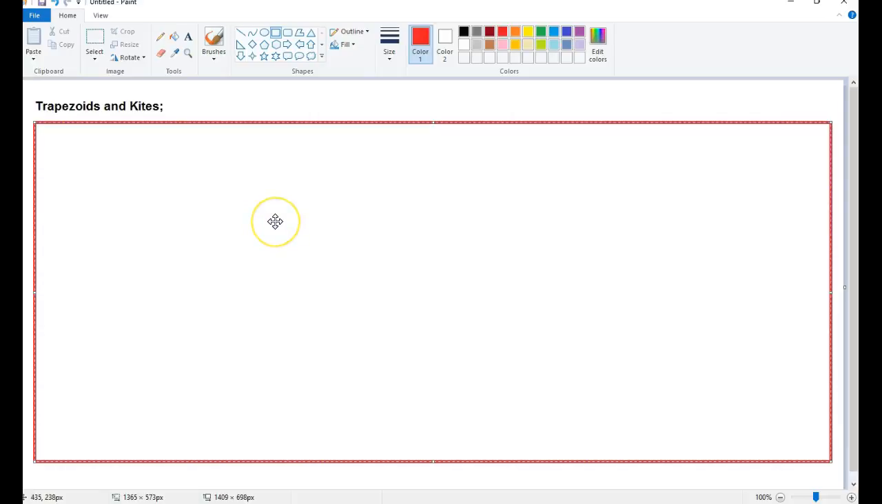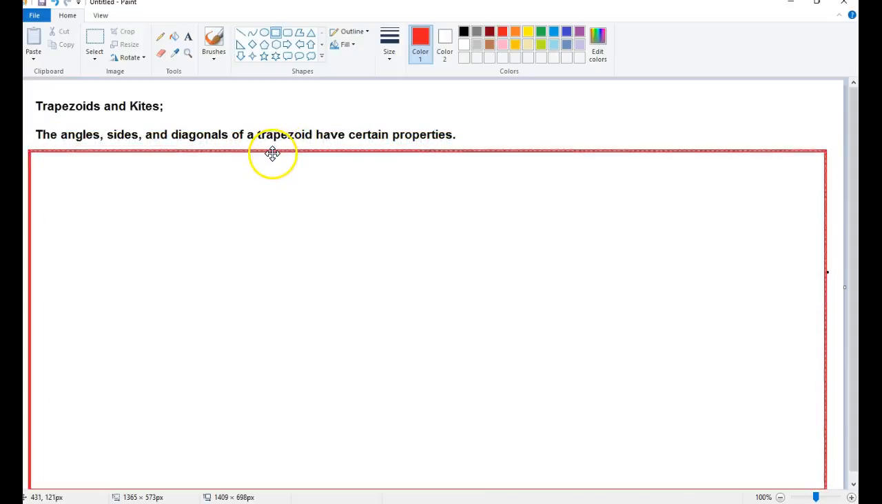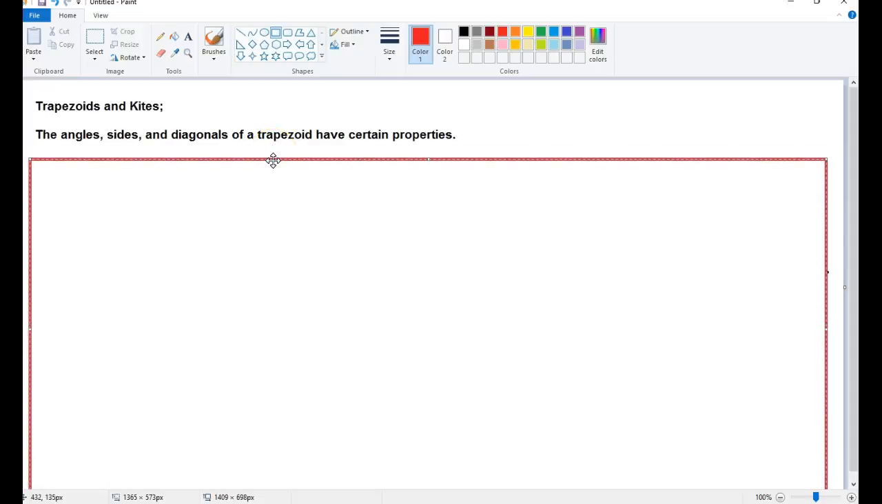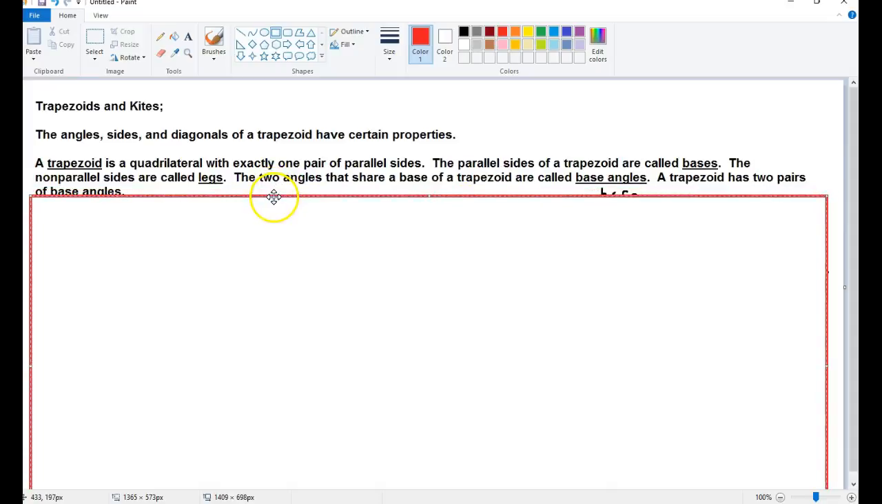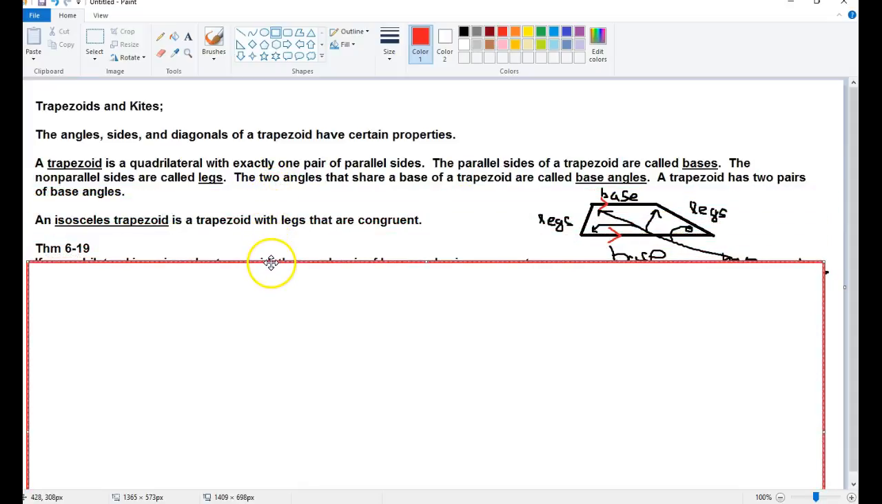Hello everyone, we're going to be doing one section today all about trapezoids and kites. And the first part we're going to be talking about is trapezoids. What we're going to be learning about the angles, sides, and diagonals of a trapezoid will have certain properties. Now, what a trapezoid is. I have a picture of it here as well.